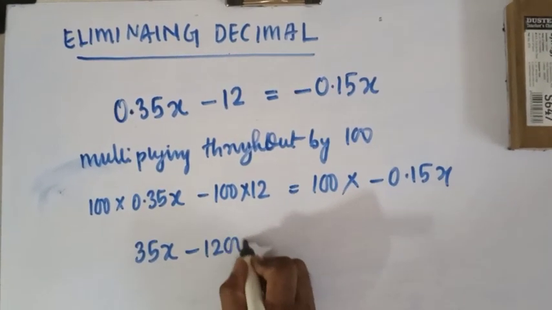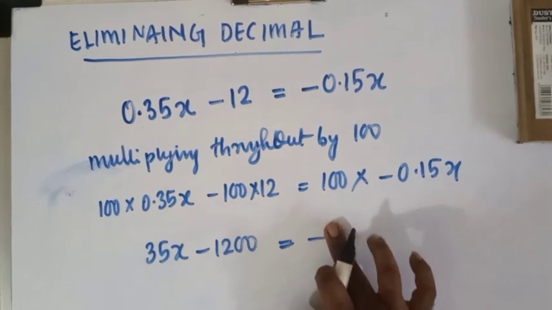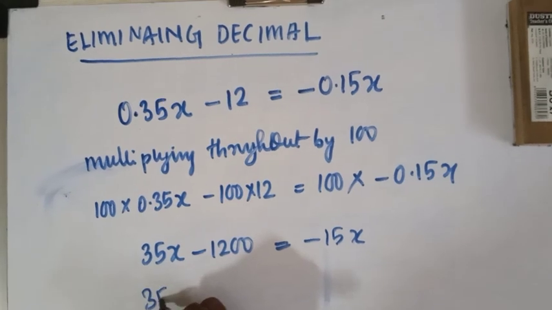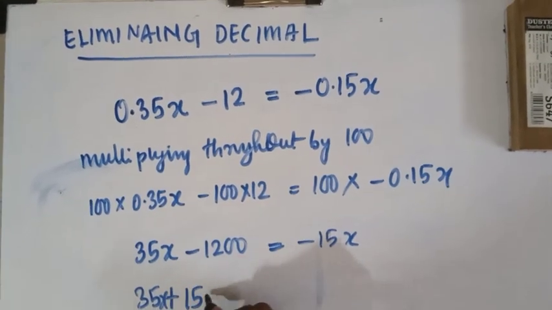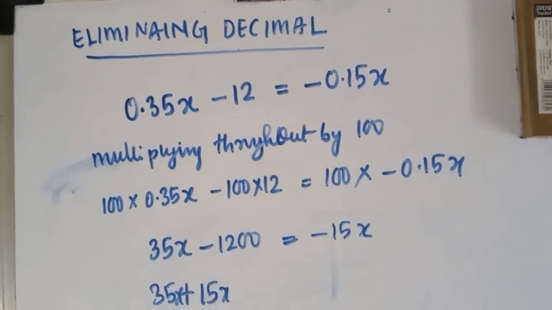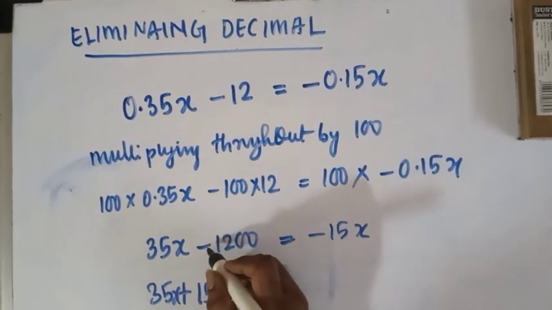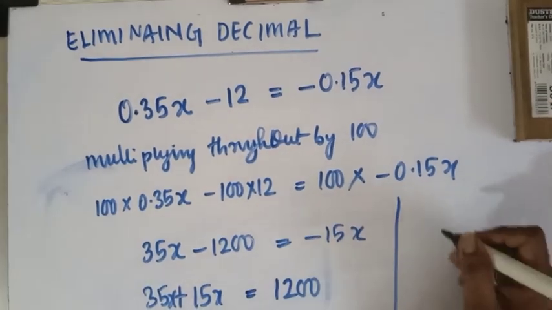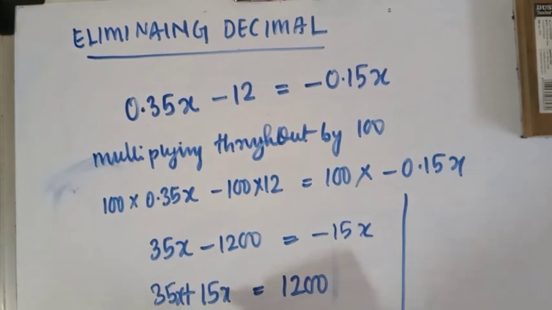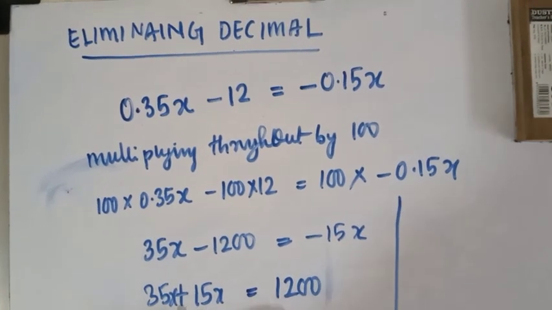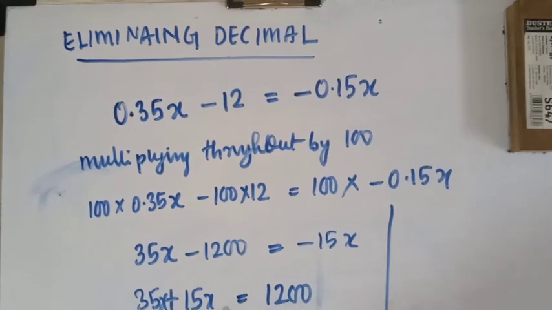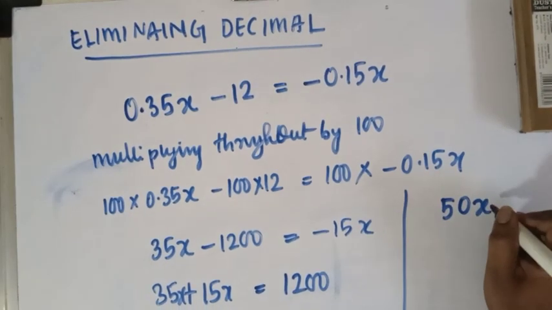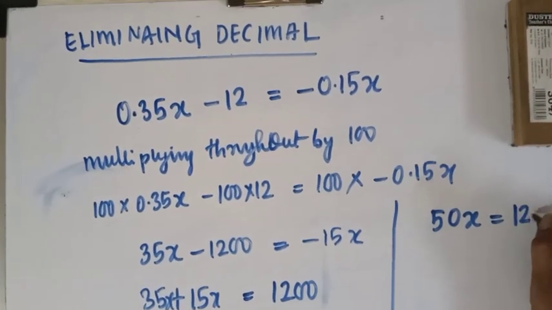ये हो जाएगा 1200. ये क्या हो जाएगा? माइनस 15x. So this 15x comes here, so it becomes 35x plus 15x, right? When a negative number comes to the left hand side, what happens? It becomes positive. And when minus 1200 comes to the right hand side, it becomes positive. So 35x plus 15x. You know how to solve this. You'll add it directly because they are like terms. They have the same variable. तो ये क्या हो जाएगा? 50x equals 1200.